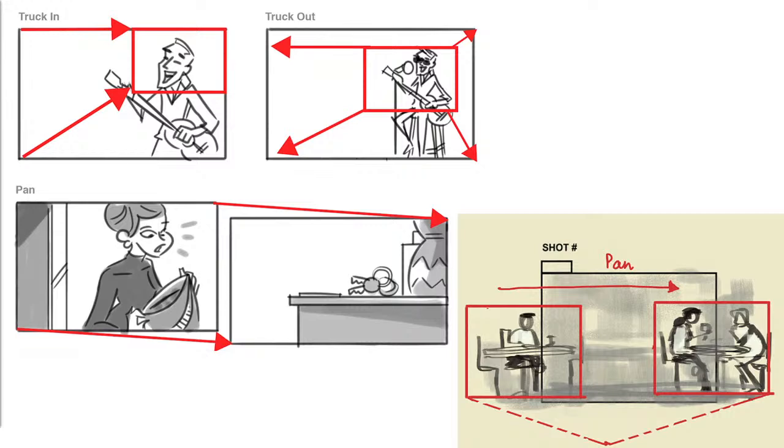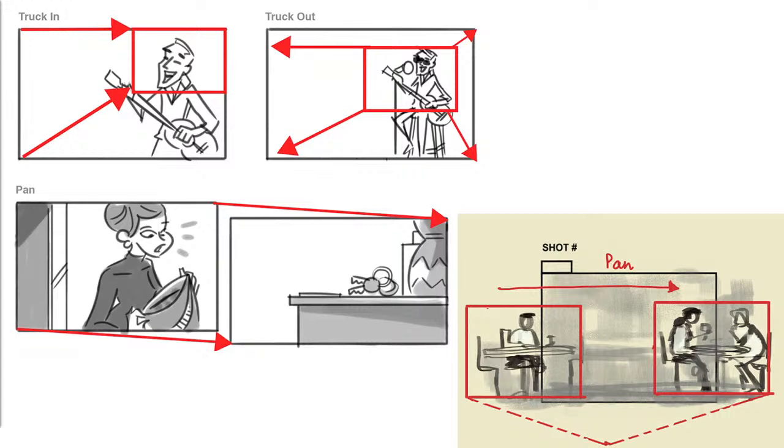So if you start a scene zoomed out on this character with a guitar, it would be the whole frame here. But then if you were going to truck or zoom in on the character's face, you might notate it like that. Same with trucking out.